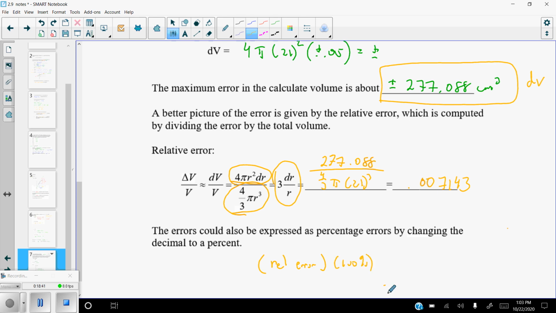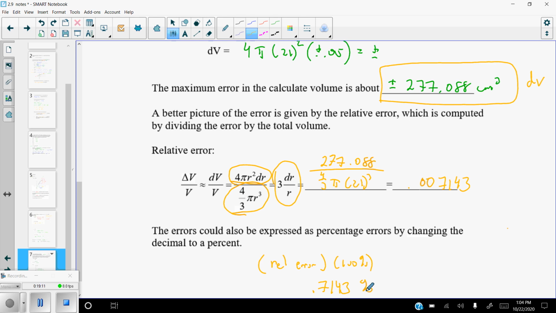So all we have to do is multiply our decimal 0.007143 by 100%, and we get the relative error to be 0.7143%. That does not seem so bad. A 0.7143 percentage error. Now that's not going to be good enough for a lot of things, because a lot of things are going to want your error to be much, much smaller, but that's not that big of an error if you make an error in measuring your radius by 0.05 centimeters at most.